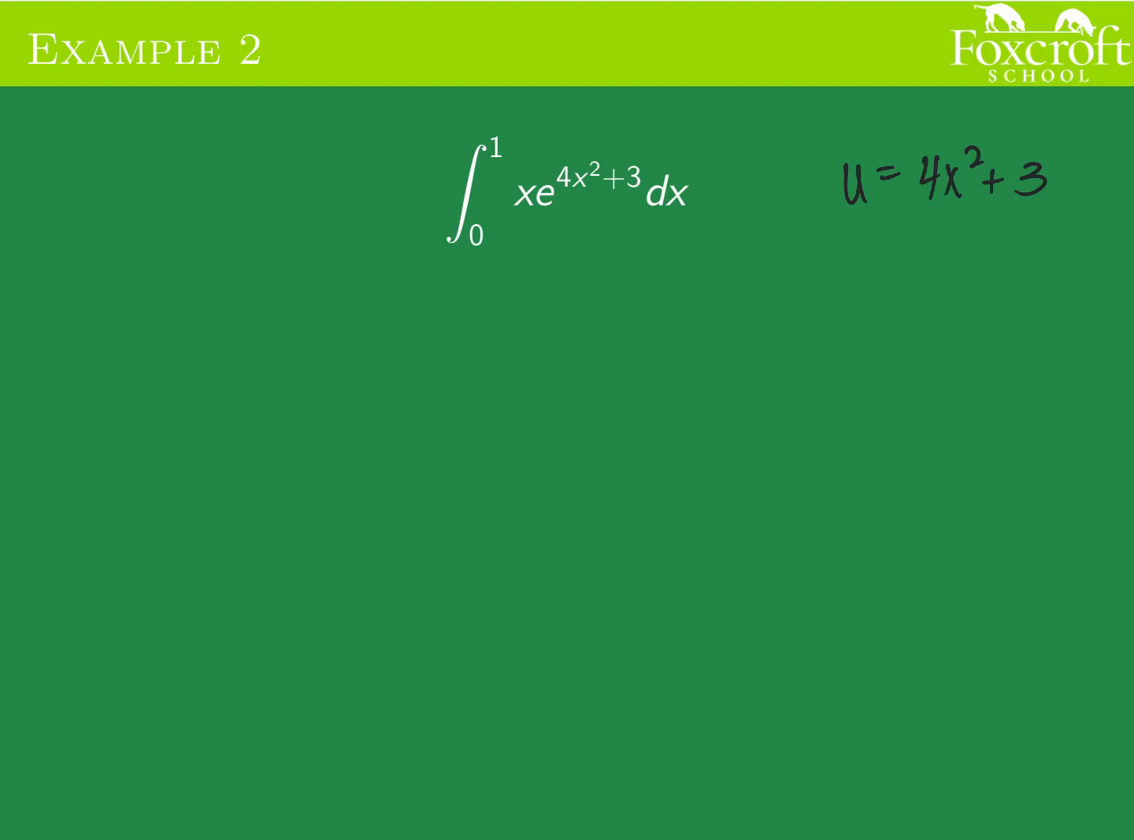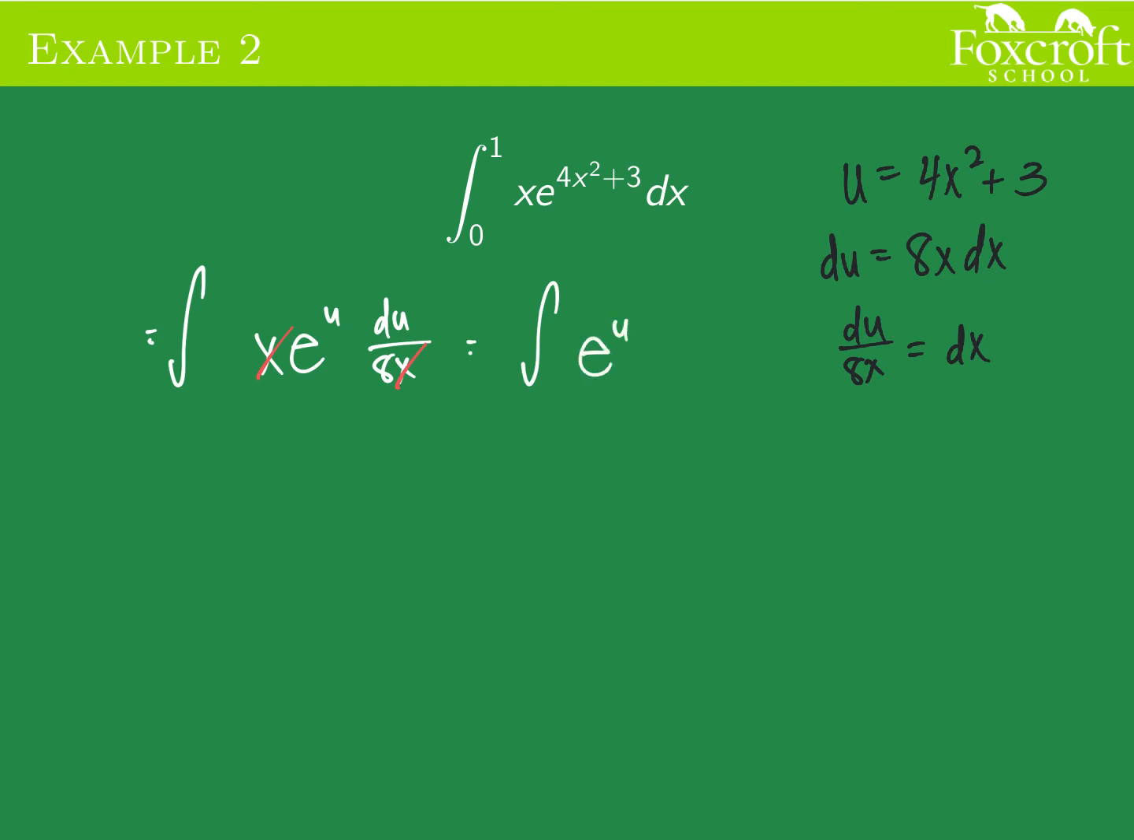But again, don't be scared to, when you're doing these problems yourself, pick a u, see if it works. If not, retry. You'll get the intuition as you do more problems about what exactly u should be. But du is going to be 8x dx, which means that is dx. All right, so now my integral is going to be x e to the u times du over 8x. And the x's cancel. Oops, 1 over 8.